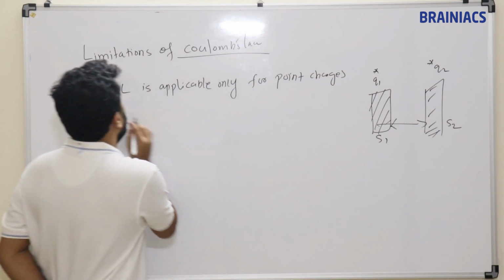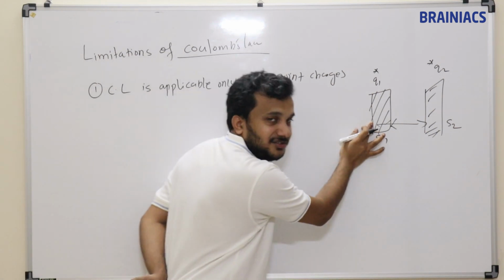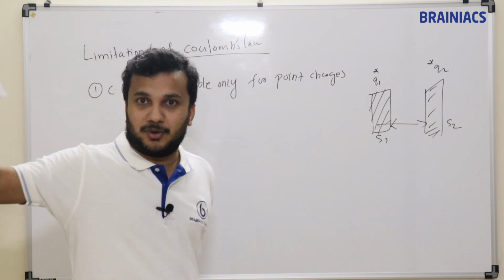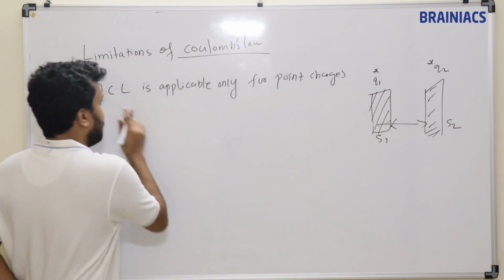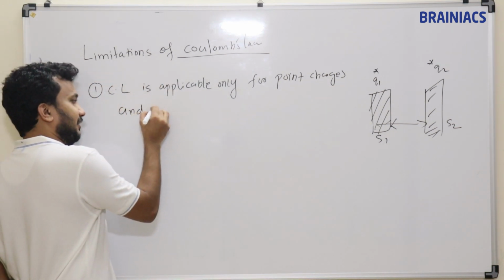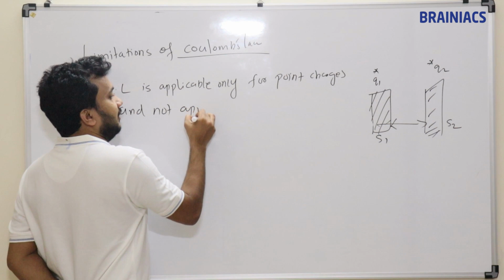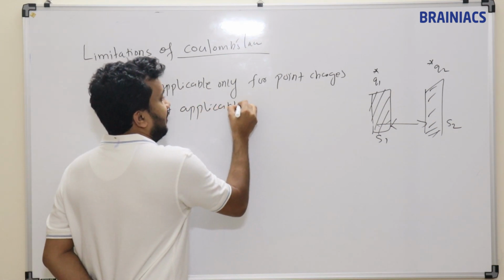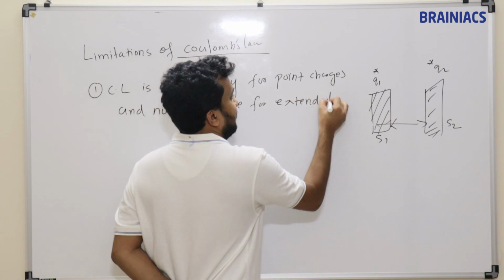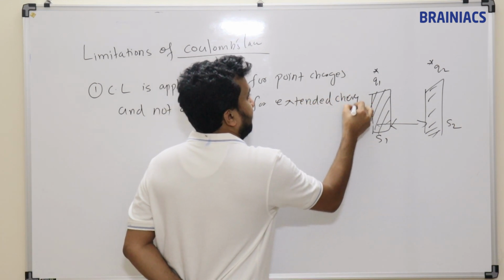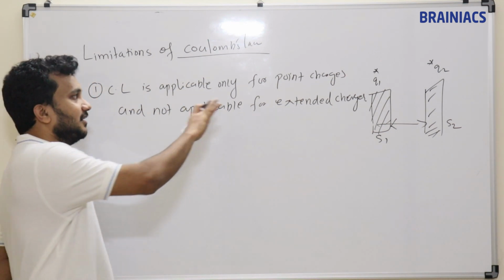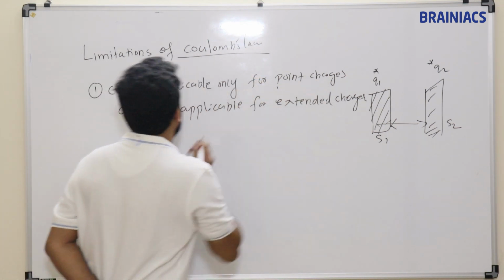These are called extended charges. This is point charges. When we have a collection of points, it's called an extended charge. So Coulomb's law is applicable only for point charges and not applicable for extended charges.